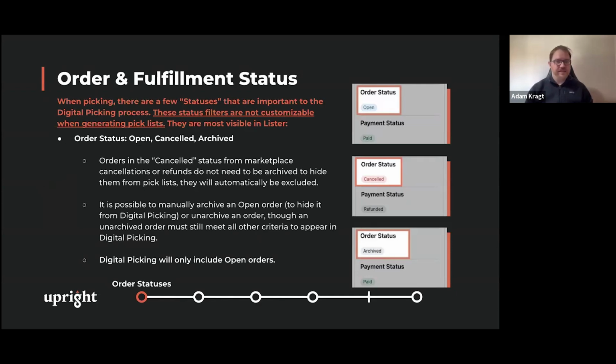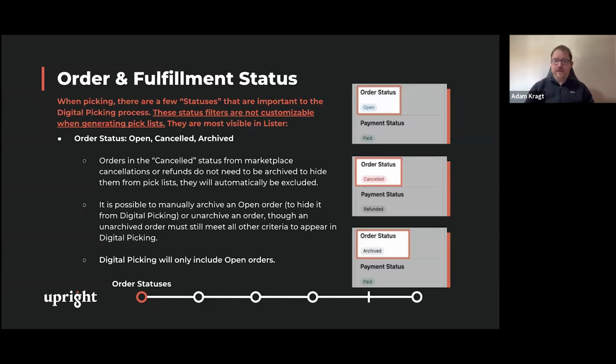If you have an order that's in the canceled status from a marketplace cancellation or refund, you do not need to archive it to hide it from a pick list. These will be automatically excluded. It is possible to archive an open order to hide it from digital picking for whatever reason, and you can unarchive an order, but that unarchived order must then still meet all the other criteria we're going to talk about to appear in digital picking.